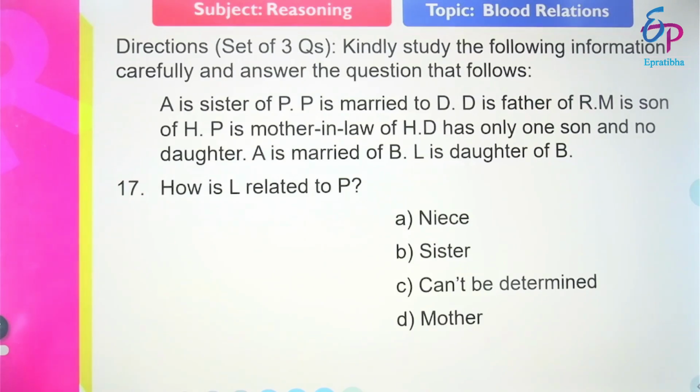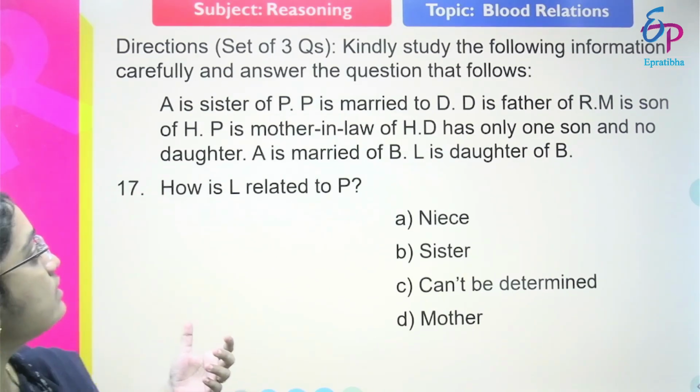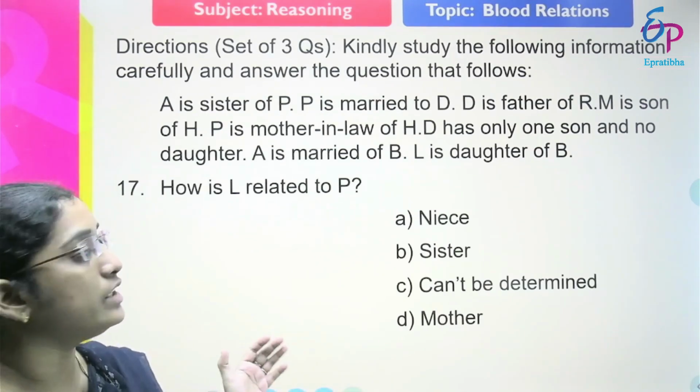Yes, here we have some other questions related to 3 questions. That means we have some basic information related to that, some common information for all 3 questions, right? So for this, A is the sister of P, friends. First we need to draw a basic diagram, right? Yes, we need to take that.